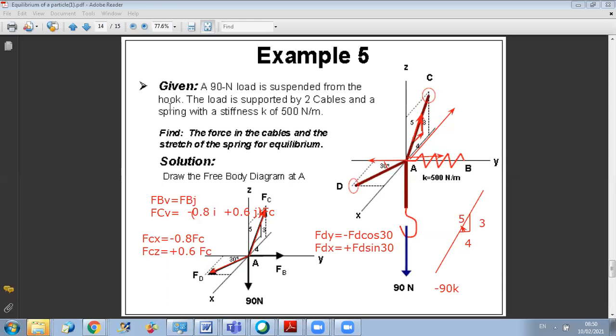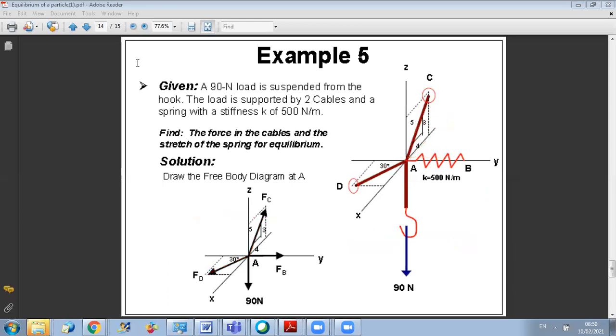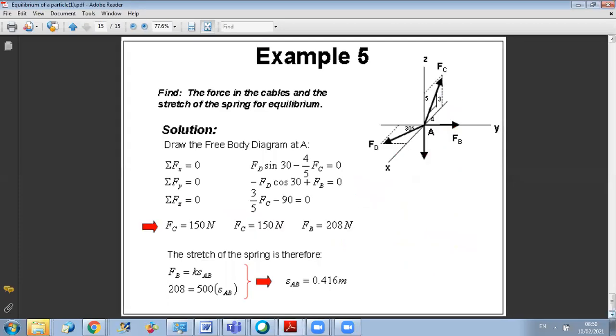Okay, so if I apply now the three equilibrium relations here, along X you have the component of cable D and the component of C. We have seen that along X we have FD sine 30 minus 4/5 FC. This is our first equation by doing sum of X components equal to 0. And the 90 force and FB do not have X components, so they will not figure in sum of X equals 0.